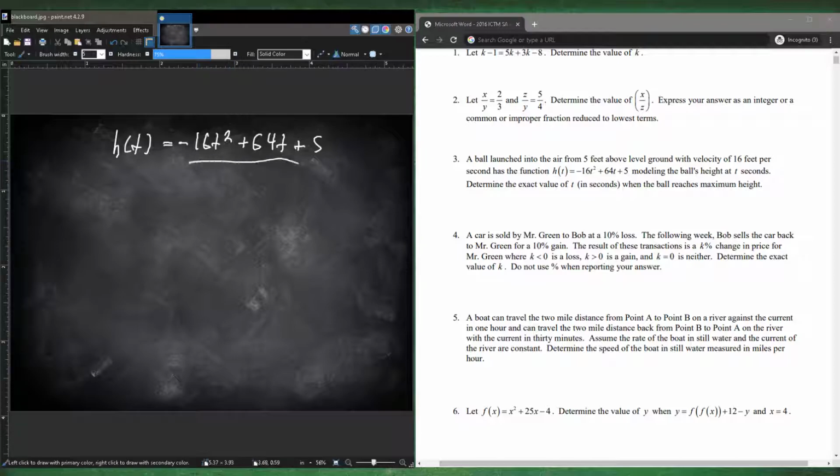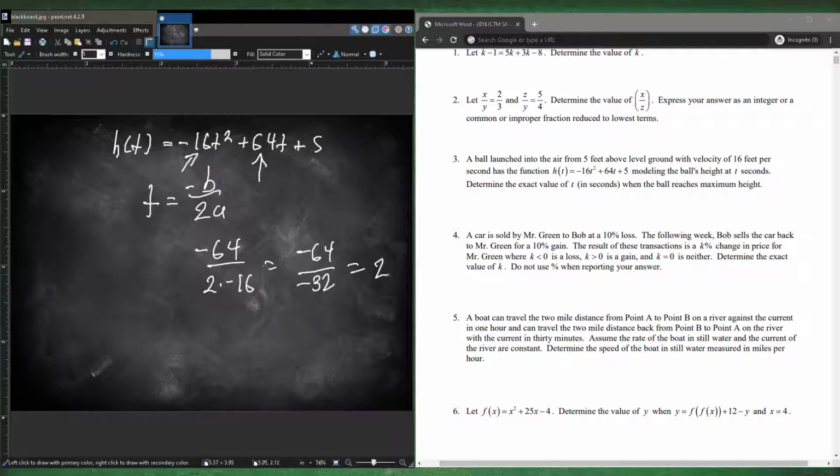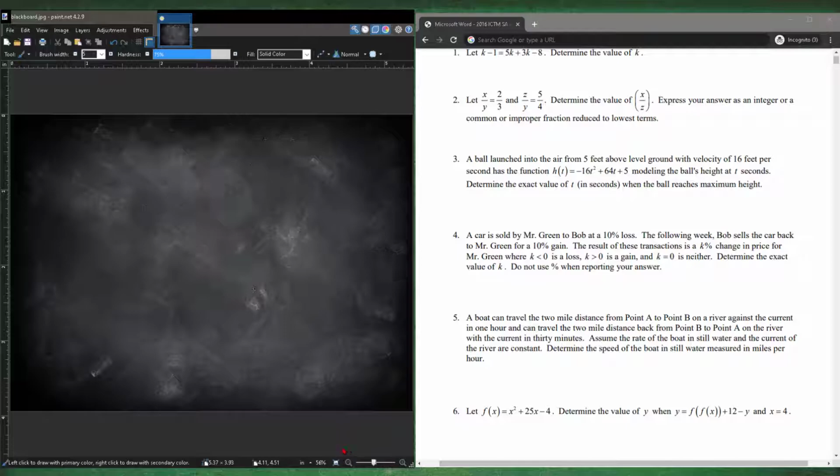Okay, so this is a parabola. The maximum value that a parabola has is always going to be at negative b over 2a, for whatever that variable is, which is t. So your b is your second term and your a is your first term. So negative 64 over 2 times negative 16. So that's 32. So negative 64. That's bad. Sorry about that. Negative 64 divided by negative 32. That's just 2. So it happens at 2 seconds. And that's your answer for 3.